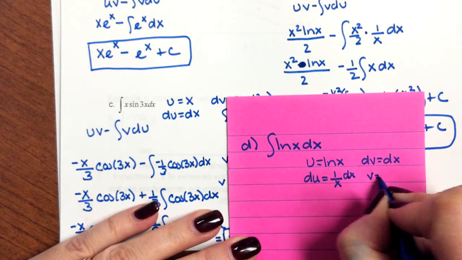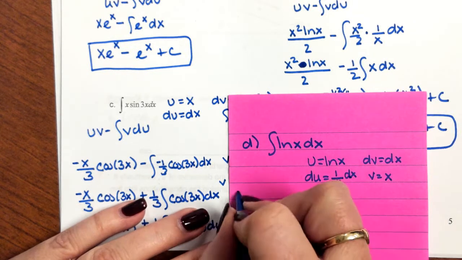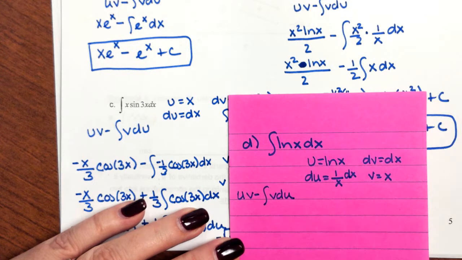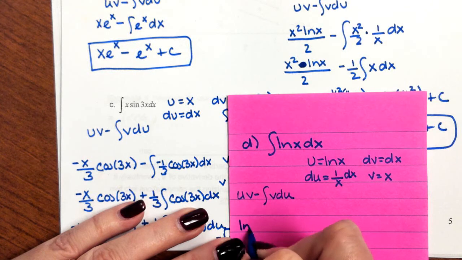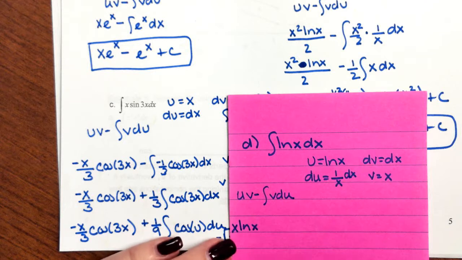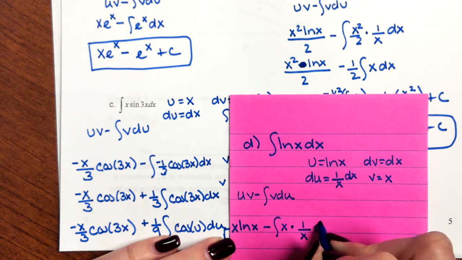The integral of just dx is going to leave me with an x. So again, I need to plug into my parts, u times v minus your integral of v times du. So now plug in u as my natural log of x, v is an x. I'll write that as x times the natural log of x, minus your integral of v, which is x, times my du, which is 1 over x dx.